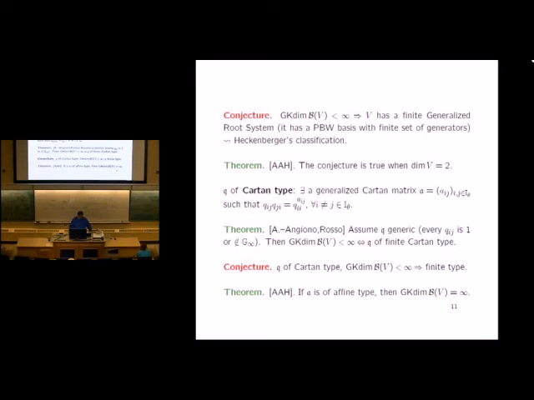And we also have another two cases. One case was proved many years ago by Rosso, and then we extended this with Angiono. If Q is generic, which means that every Qij is 1 or not a root of unity, then the Gelfand-Kirillov dimension is finite if and only if Q is of finite Cartan type. And in general, we conjecture, or this is part of the previous conjecture, that if Q is of Cartan type, so Cartan type means that Qi tilde j, let me write this here.